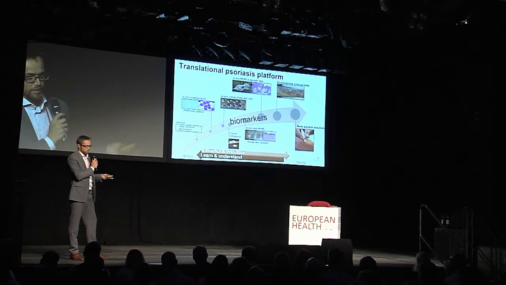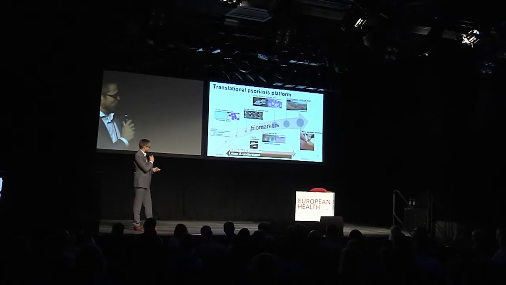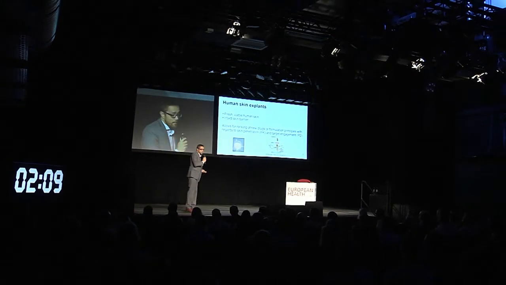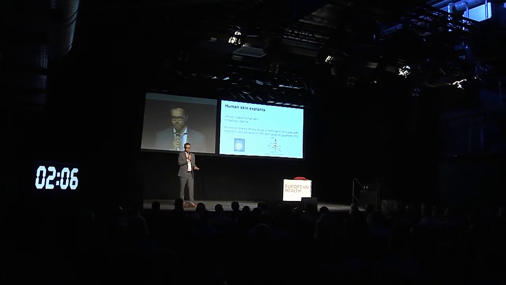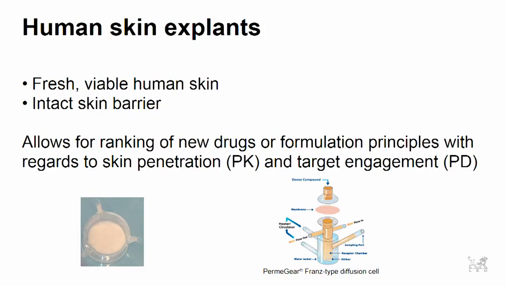But eventually we'd like to put it into the clinic, and in order to get some really early data on how these drugs will penetrate the skin and work, we use these ex vivo skin pharmacokinetic models that I'll show you. What is it? We use fresh human skin that we keep alive in culture, and that allows us to rank new drugs and also new formulation principles with regards to how much gets into the skin and how much is the target engaged.